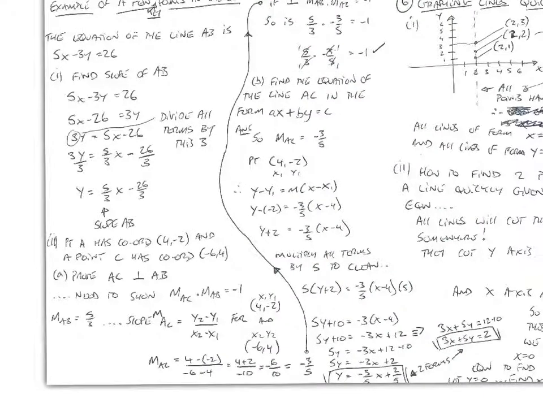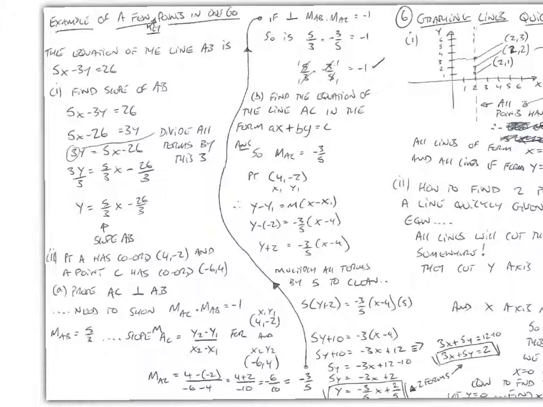So let's look at an example of a few key points, in one example. The equation of the line AB is given by 5x minus 3y equals 26. Find the slope of AB. Well, to do that, we should really rewrite this in terms of y equals mx plus c. We have to rewrite it like this somehow. So we need to isolate the y.